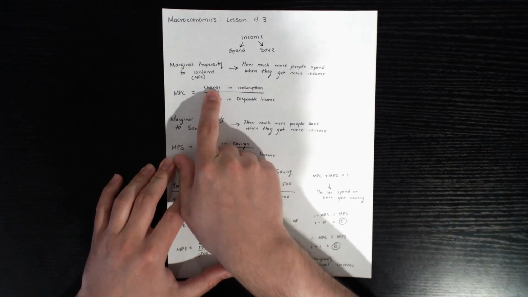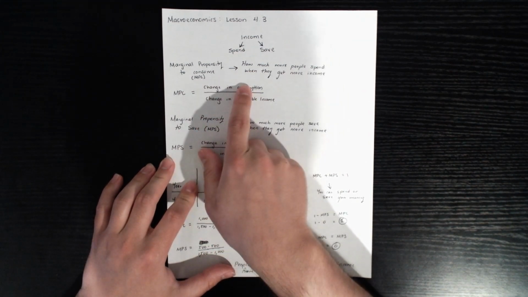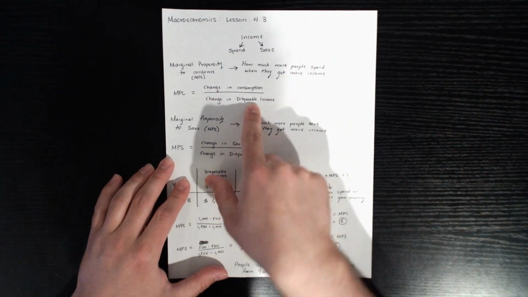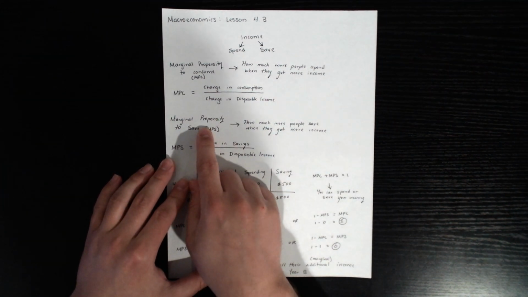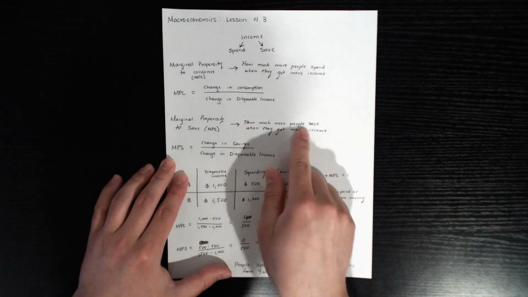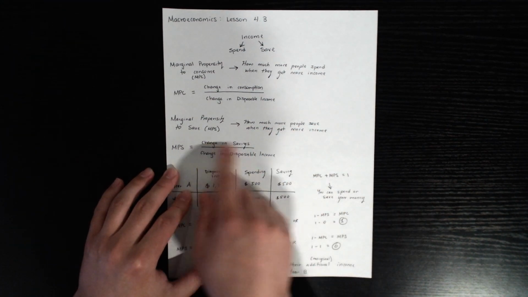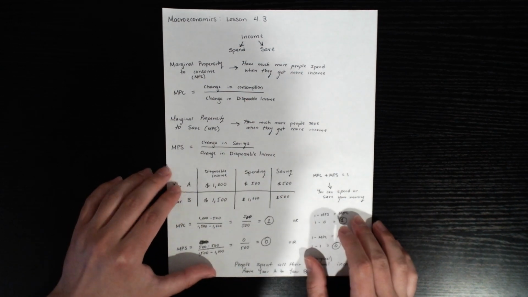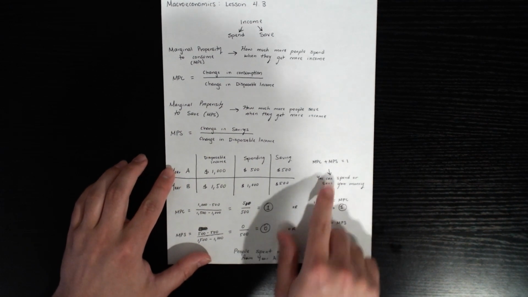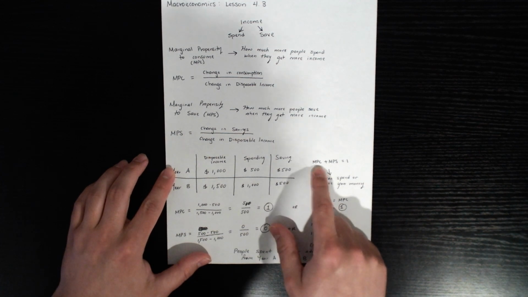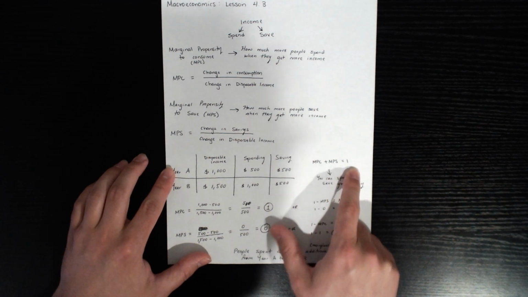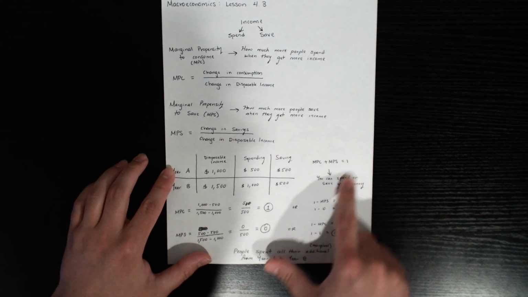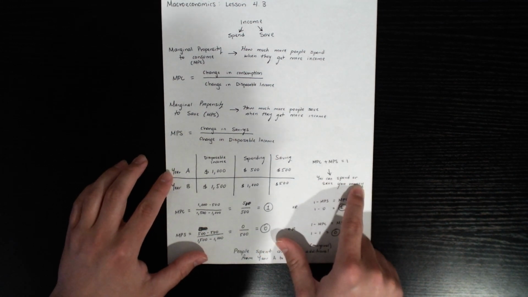So it's the change in consumption, the change in spending divided by the change in disposable income. And the marginal propensity to save, or MPS, is how much more people save when they get more income. So that's going to be the change in savings divided by the change in disposable income. Now, see how MPC and MPS have to equal 1 because you can only do two things with 100% of your money. You can either spend it or save it.